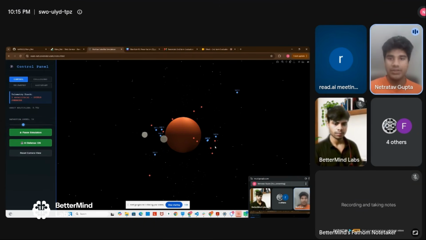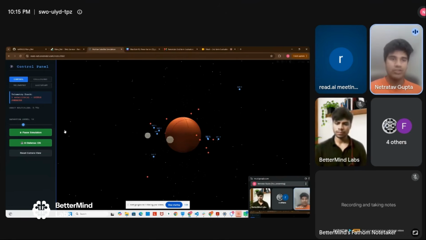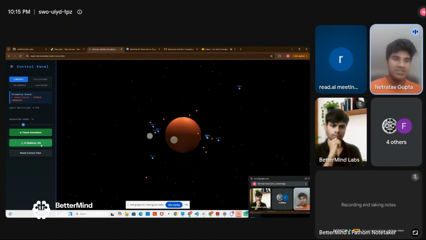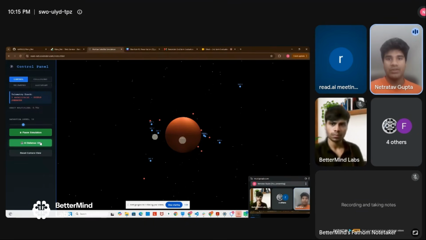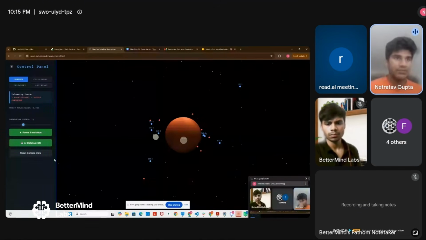So as you can see here, it's moving around. This is the animation speed. This is basically just saying how fast you want to move these satellites. And of course, this is the AI defense off and on toggle. If you want to see how the AI defense is doing compared to what if it was in a default orbit, you can see that. And then that's it for this specific panel.